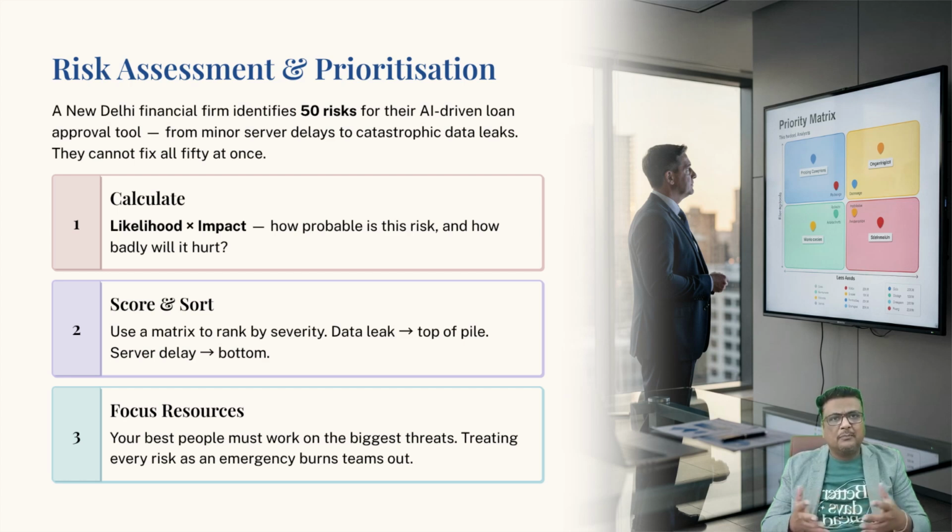Formally, this is the process of calculating the likelihood of a risk occurring and the potential impact it would have if it did. Put simply, it is a calculation of how likely is this to happen multiplied by how bad will it hurt the company. You use a matrix or a scoring system to sort them by severity. The data leak goes to the top of the pile because the impact is catastrophic, while the minor server delay stays at the bottom. This is where many teams fail.